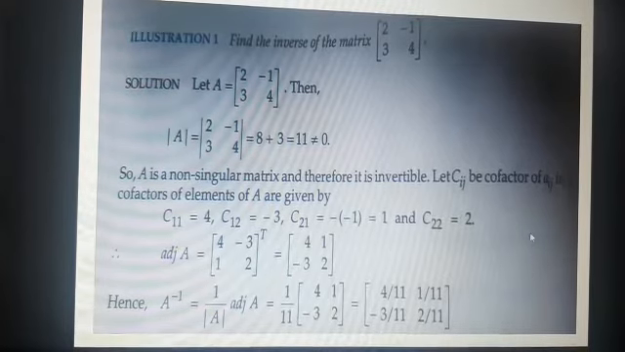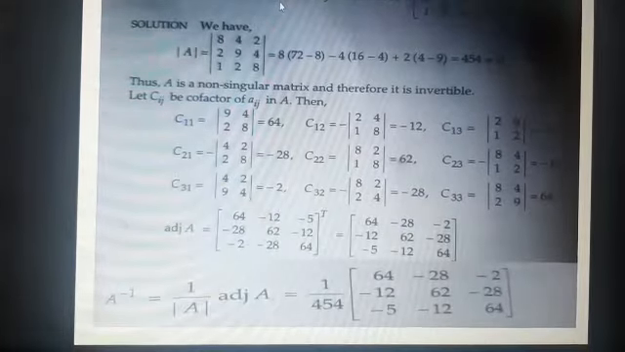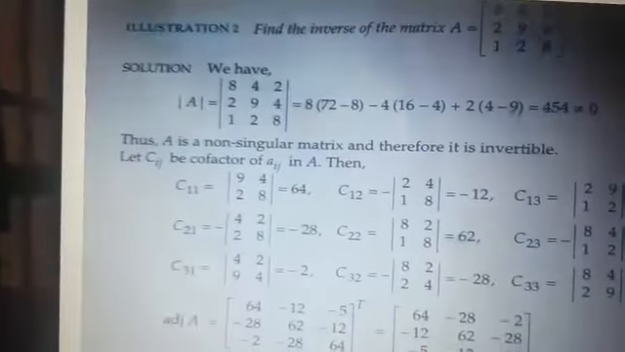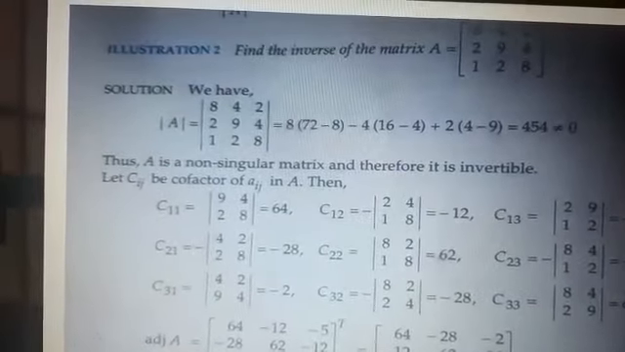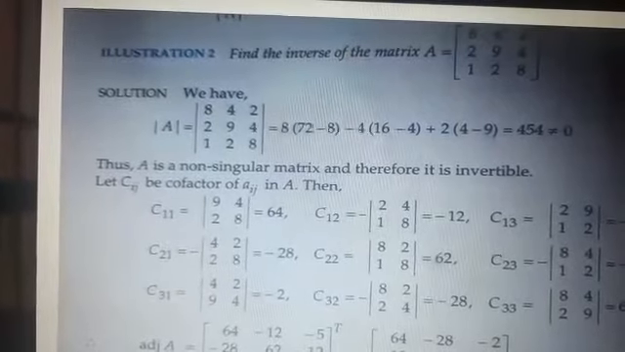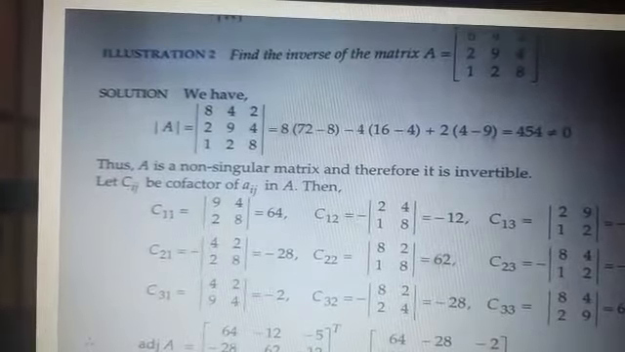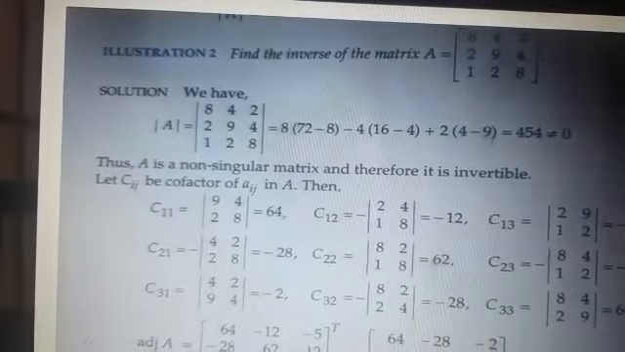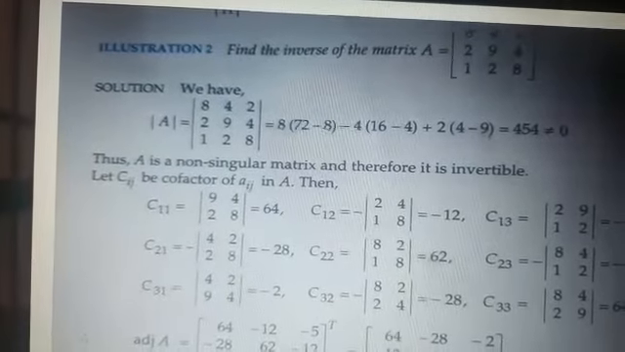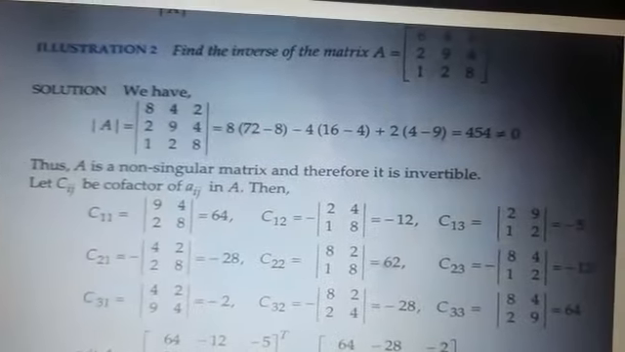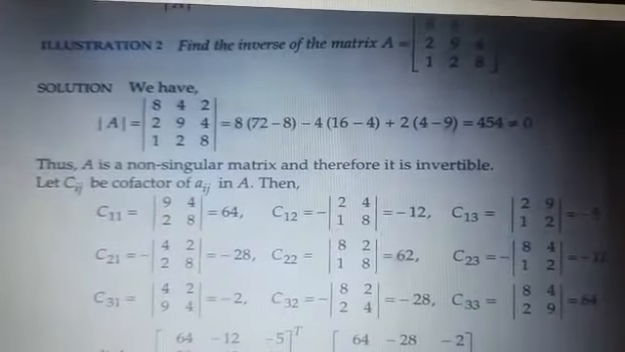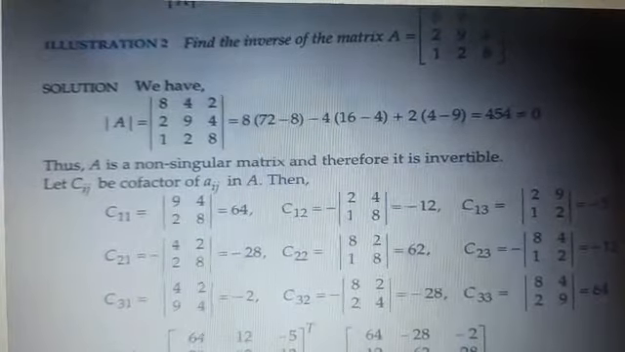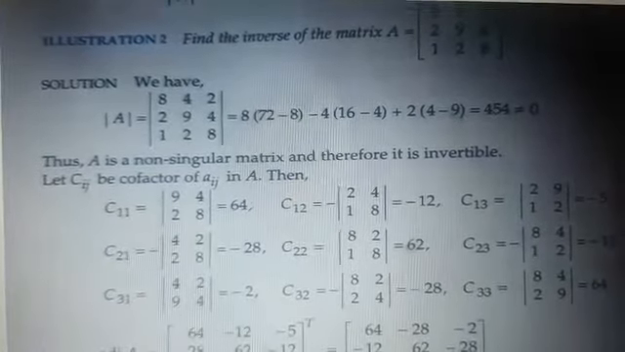Let us see another example of order 3 into 3. This is another example of a matrix of order 3 into 3. You can see the matrix: 8, 4, 2, 2, 9, 4, 1, 2, 8. First we'll find the determinant of that matrix. You can easily see, when you solve it, you are getting a value which is not equal to 0. So this is a non-singular matrix and therefore it is invertible. Because the determinant is not equal to 0, we can find the inverse of the matrix.